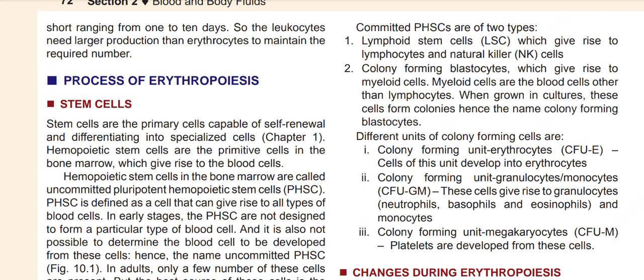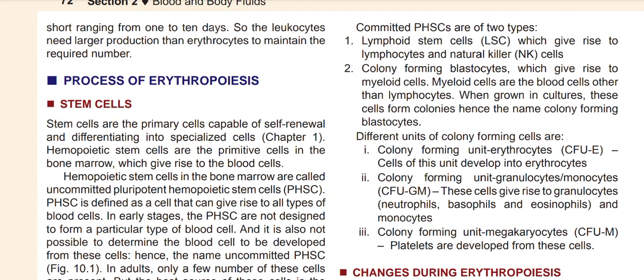Now we will discuss the process of erythropoiesis. First of all, we have to know what a stem cell is. Stem cells are those cells which are primarily capable of self-renewal and differentiating into specialized cells. So stem cells are a group of cells which have the capability of self-renewing and differentiating into specialized cells.